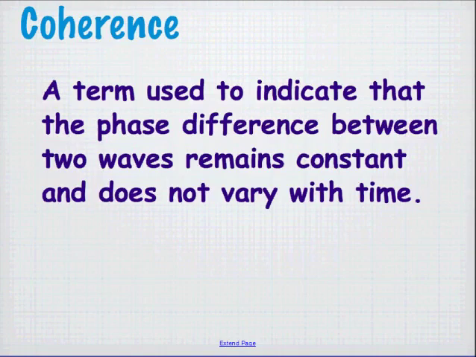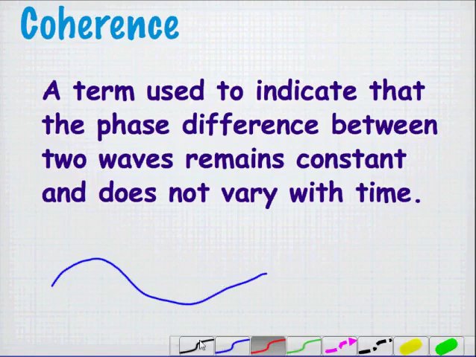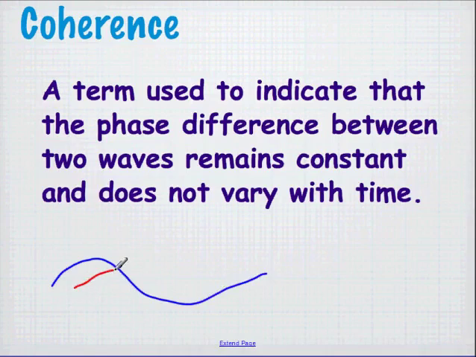Now, coherence is a term used to indicate that the phase difference between the two waves remains constant and does not vary with time. So if you have a couple of waves, in this case the blue one, and then we'll do a red one, as you draw them, the phase difference essentially should stay the same. So at each point, the distance from the similar points should always be the same in terms of a measurement, and the measurement is the phase.